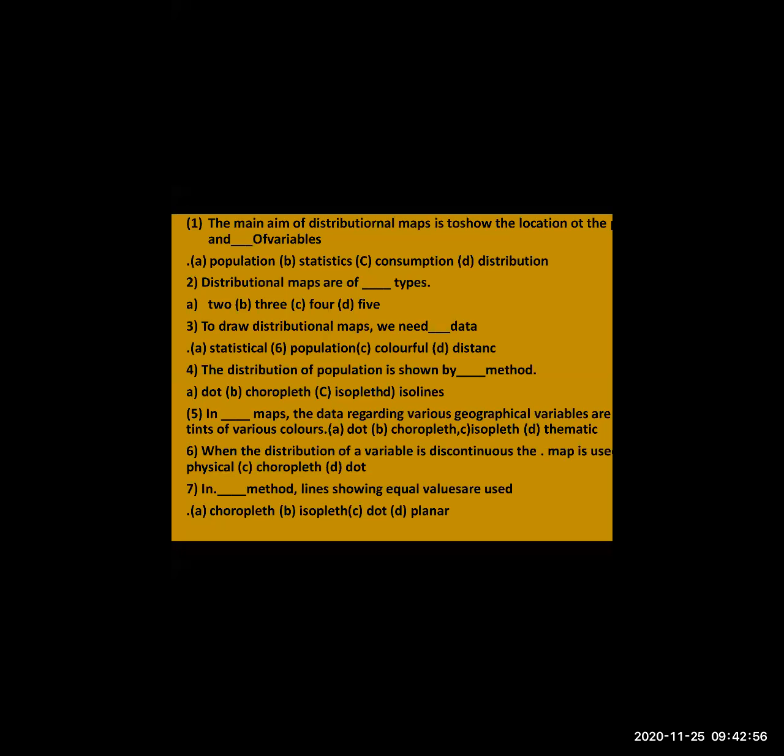Now next is to draw a distributional map, we need dash data. Which data do we need? Yes, very good. All have given a correct answer, the same answer. Yes, whenever we want to draw a distribution map, we need statistical data. Okay, now next is distribution of population is shown by dash method. Very good students. It means you are studying. All have given the correct answer. And yes, the correct answer is dot method.